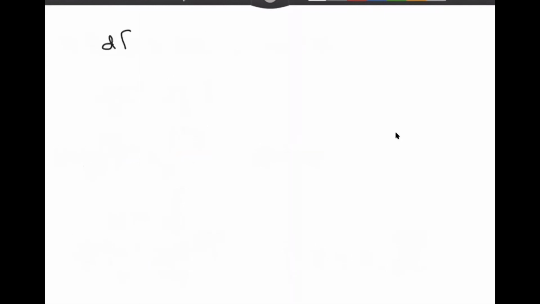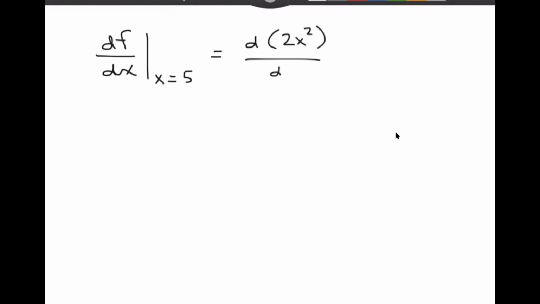So the derivative of f with respect to x at x equals 5, that would be the derivative of 2x squared with respect to x at x equals 5. All right, so if there's one thing you remember from Calc 1, I hope one of them is how to differentiate a function like 2x squared. That would be 4x, right? And then when you plug in x equals 5, you get 20. So the derivative of f with respect to x at x equals 5 is 20.